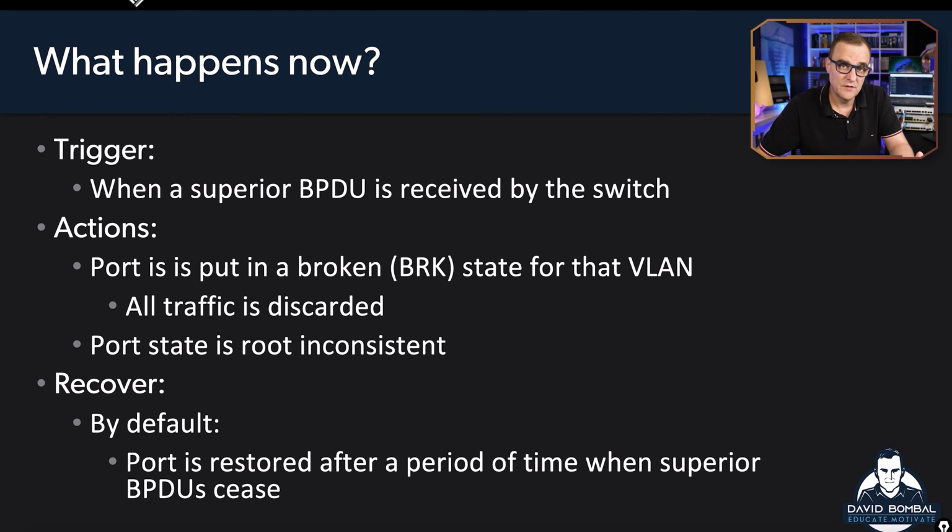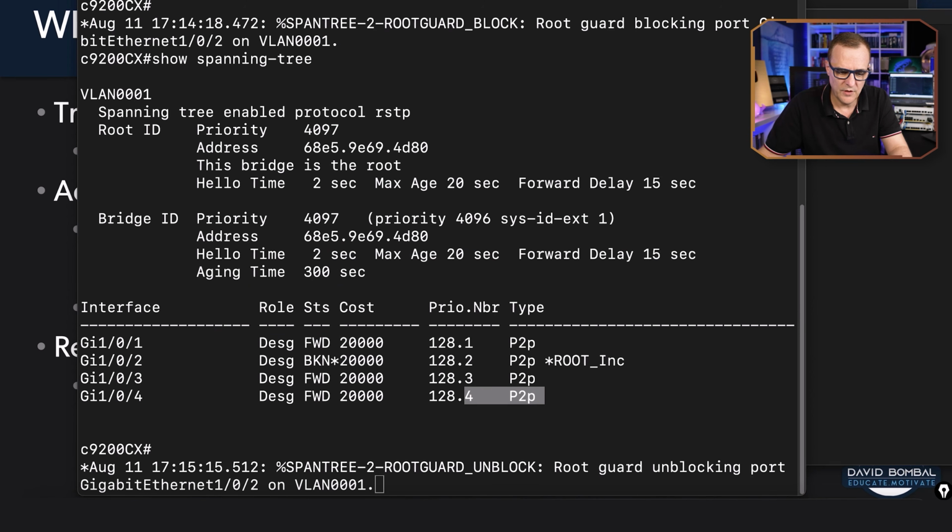Okay, so what triggers root guard to block a port? The trigger is when a superior BPDU is received by the switch on a specific port. The port is then put into the broken state for that VLAN. So I said blocking, but it's actually seen as broken. All traffic is discarded. The port state is root inconsistent, as we could see over here.